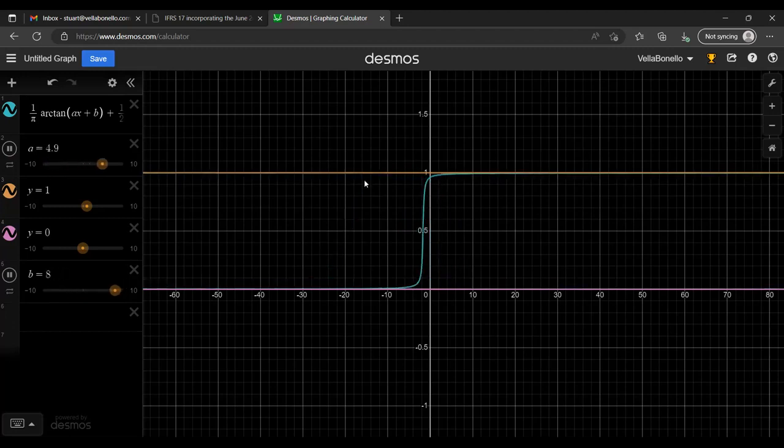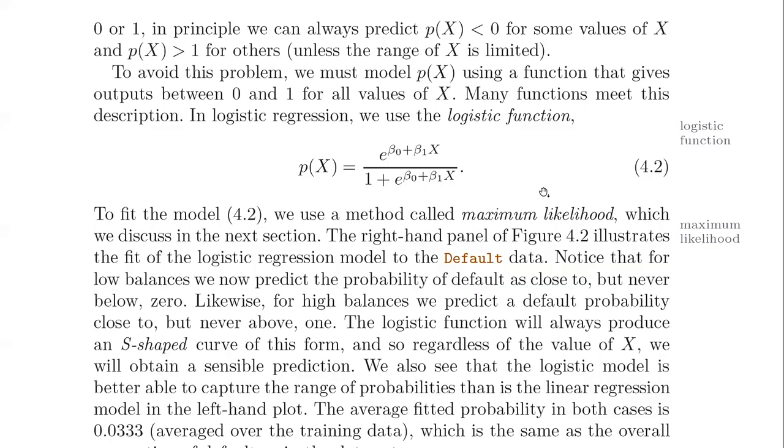And you know, we could have a look at this right now. We could do this in Desmos as well. We'll just read it and then double back and return to Desmos. Many functions meet this description. I'm just showing you one using tangent inverse, arctan. In logistic regression, we use the logistic function, and that is the probability of default.